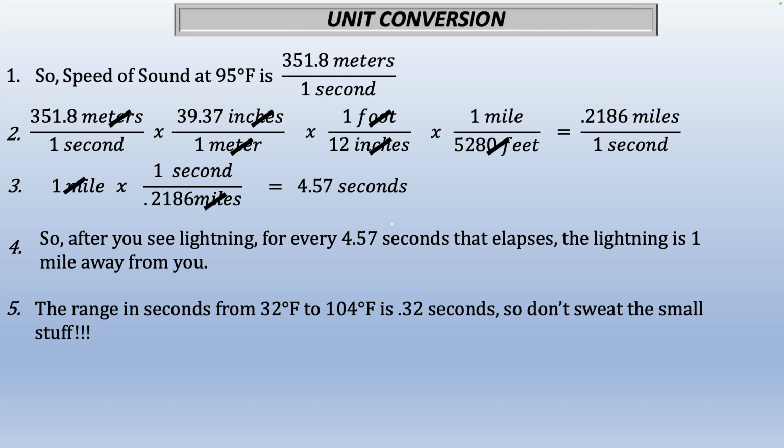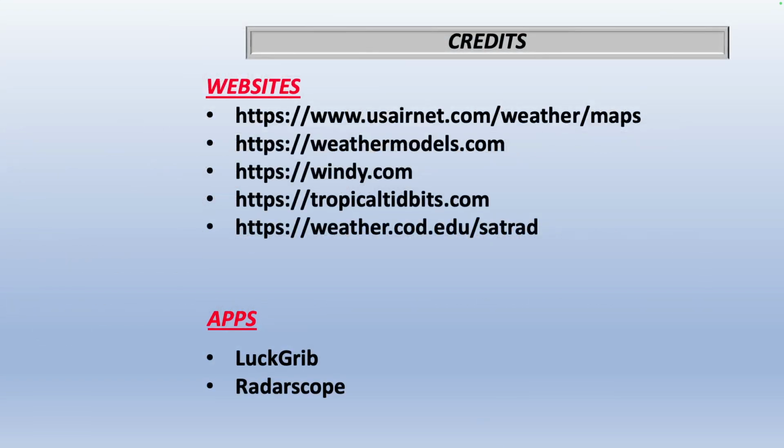So the rule is that as soon as you see the lightning and 4.5 or almost 4.5 seconds goes by, then for every 4.5 seconds you're able to count, the lightning is 1 mile away. If it's 9 seconds or thereabouts, then it's 2 miles away, and so forth. So it's not a second per mile, okay? It's 4.57 seconds per mile. All right. I hope you found that interesting.